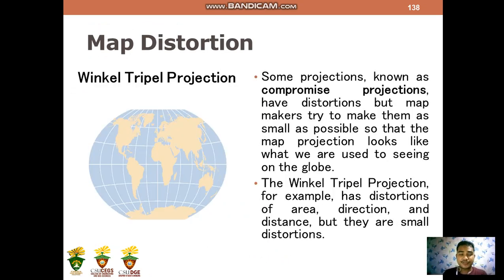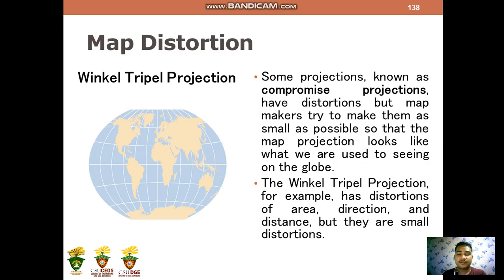Alright, so we have also this Winkel triple projection. So some projection known as the compromise projection. So Winkel triple projection is also compromise projection, that have distortion as a distortion, but the map makers try to make them as small as possible so that the map projection looks like what we are used to seeing in the globe.